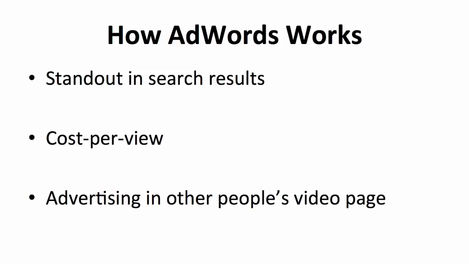Other than appearing on top of the search results page, Google does advertising in other people's video pages as well, through in-stream or in-display. You don't need to worry about getting permission from the video owner. Google already did that for you. Do not forget that getting views is one of the factors that affects your rank.